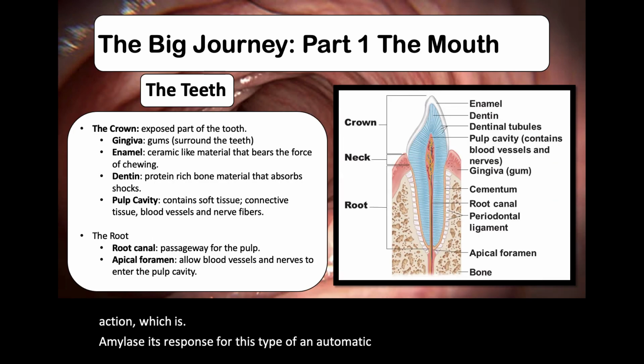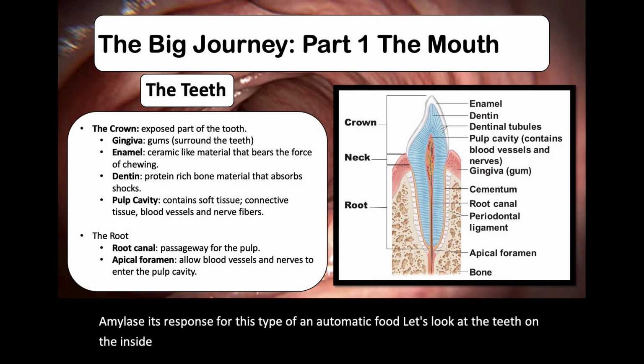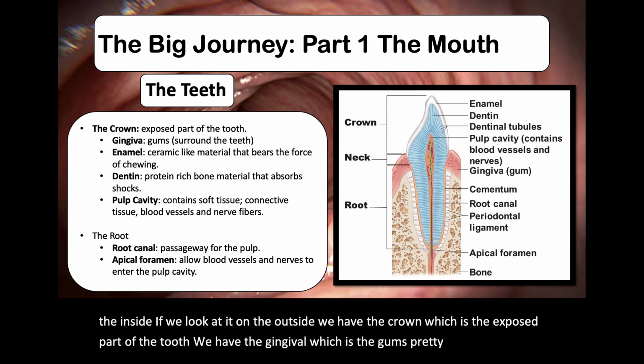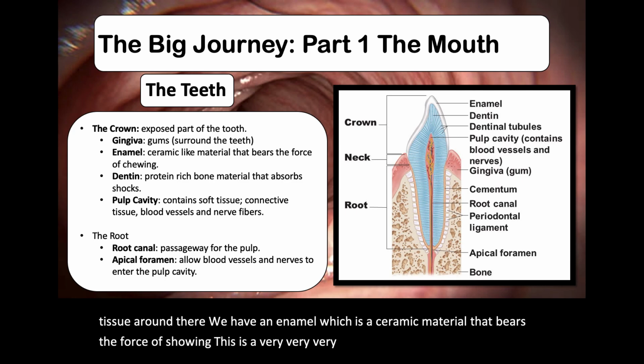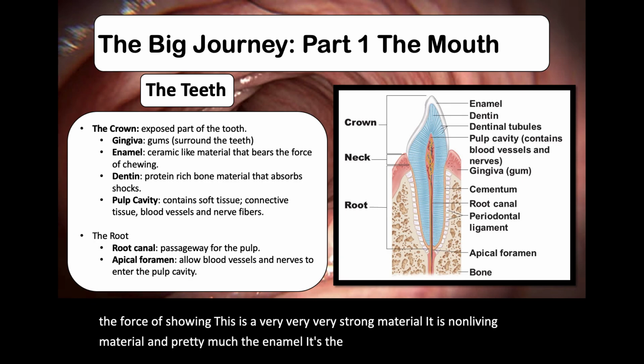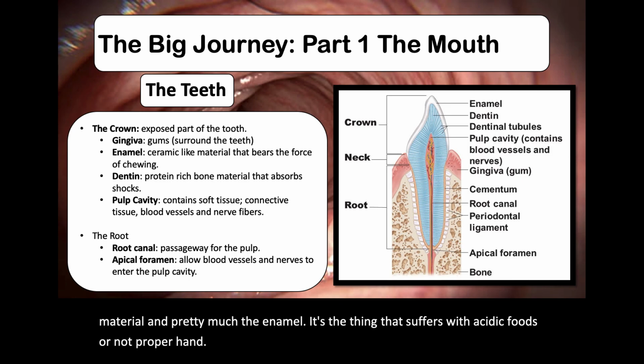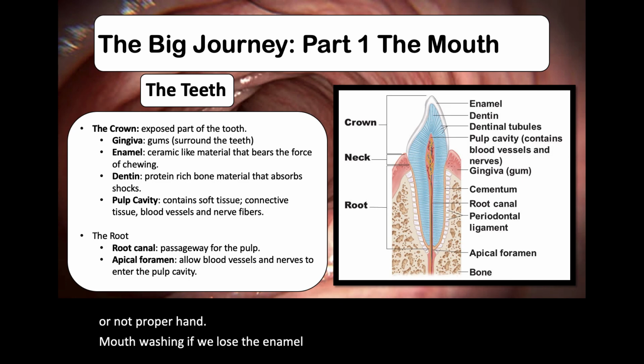Let's look at a tooth on the inside. If we look at it on the outside, we have the crown, which is the exposed part of the tooth. We have the gingiva, which is the gums, pretty much an alive tissue around there. We have the enamel, which is a ceramic-like material that bears the force of chewing. This is a very, very strong material. It is non-living material, and the enamel is the thing that suffers with acidic foods or improper mouth washing. If we lose the enamel of our teeth, it's not regenerated, so it's gone forever.